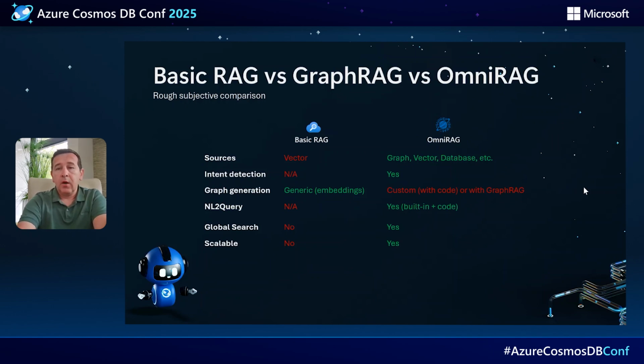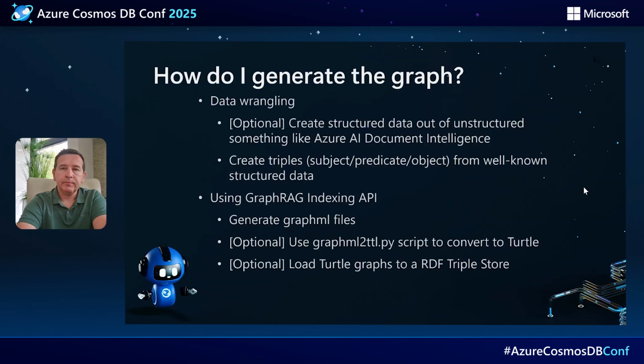Basic RAG does not. OmniRAG is scalable because, again, it doesn't require you to move the data around, generate embeddings on the entire corpus of data. You can keep the data wherever it is and only generate embeddings on the necessary fields. For example, rich text fields in your data. You might want to generate embeddings and store them in a vector store.